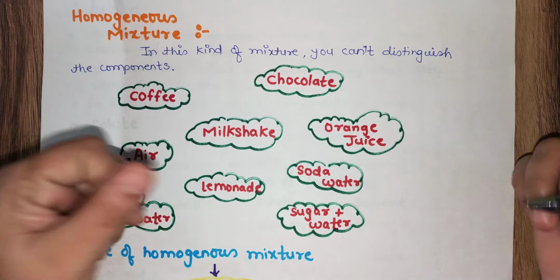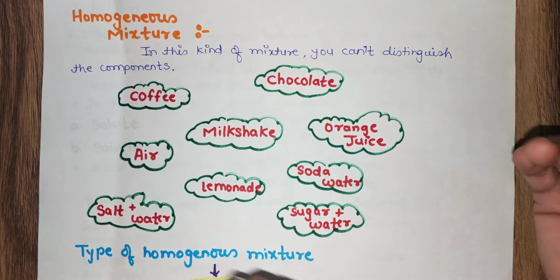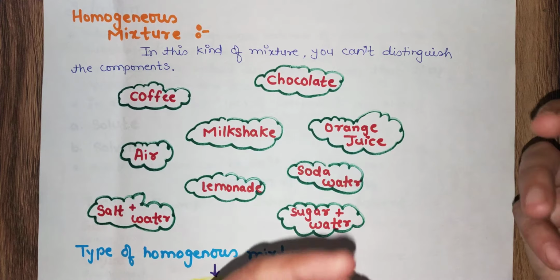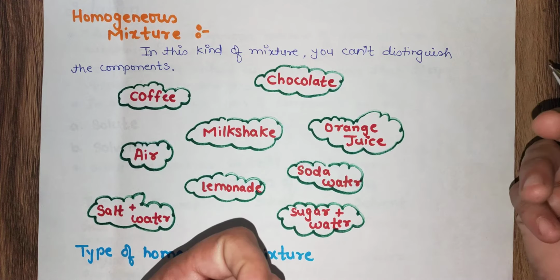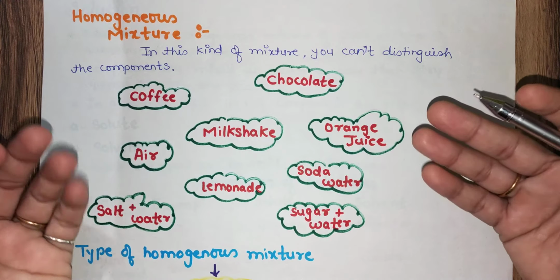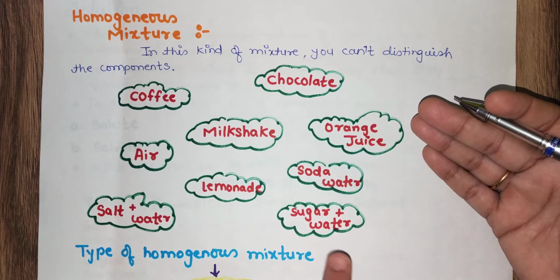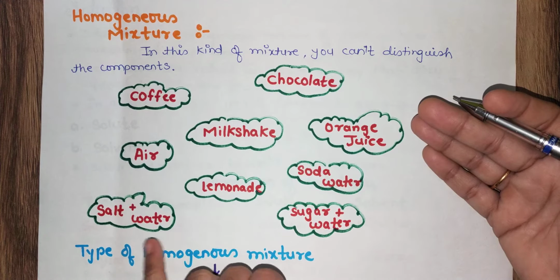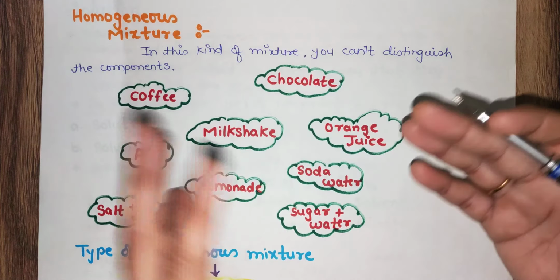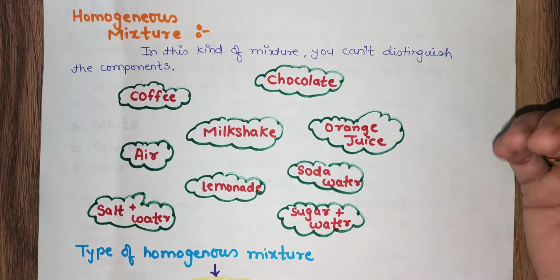A homogeneous mixture, as we have learned, is a kind of mixture in which you cannot distinguish which components you have mixed in it. For example, chocolate, coffee, milkshake, orange juice, air, lemonade, soda water, sugar plus water, salt and water. If you mix all these things together, you will get a homogeneous mixture.